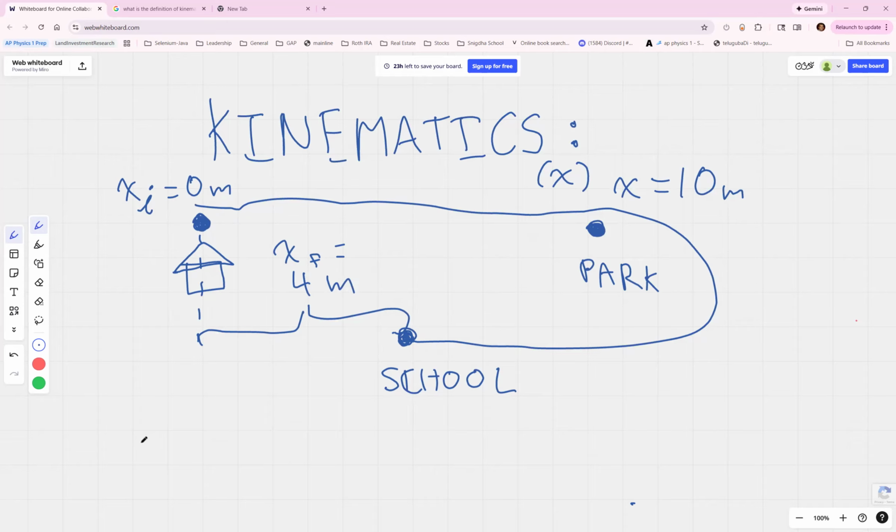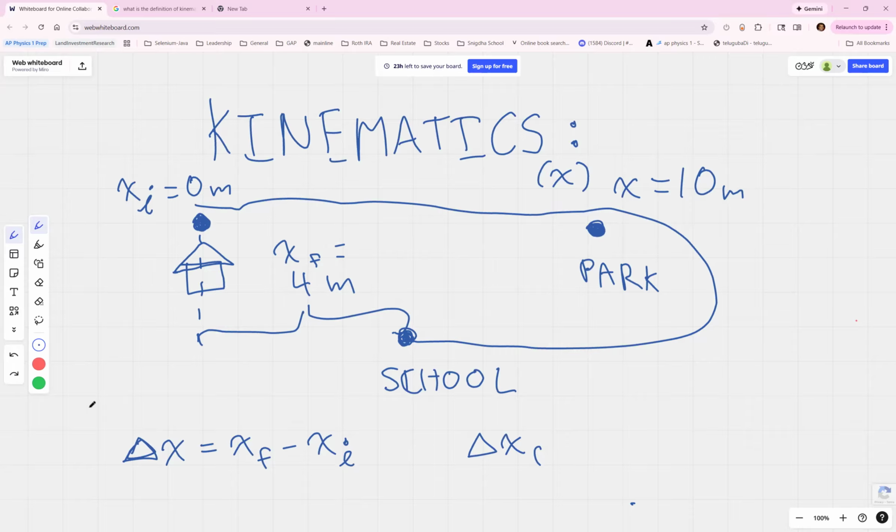So if you say your displacement is delta x, because you're always trying to find the difference, delta x is equal to xf minus x naught. That is our equation for the displacement. And now we substitute our values.